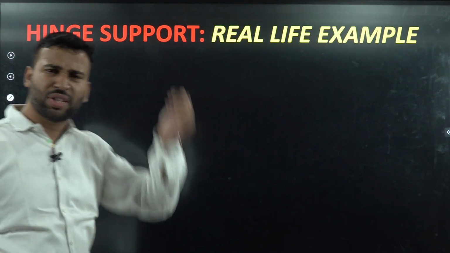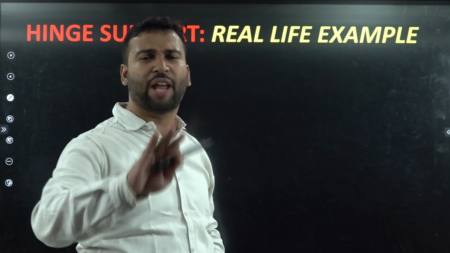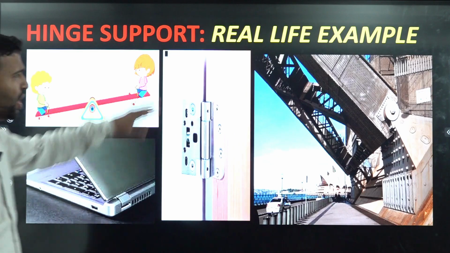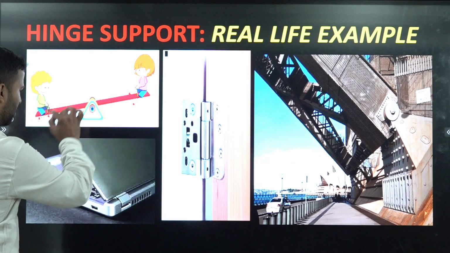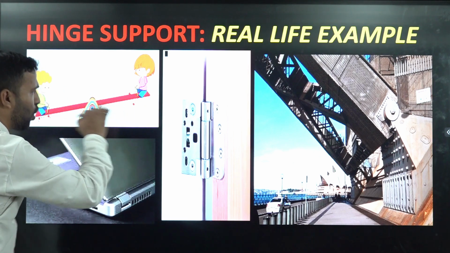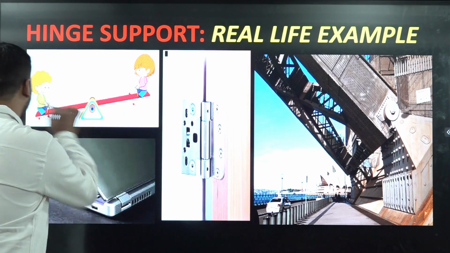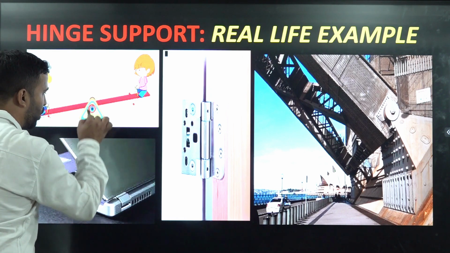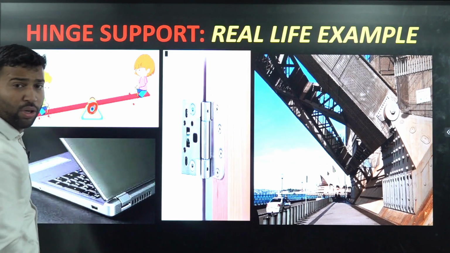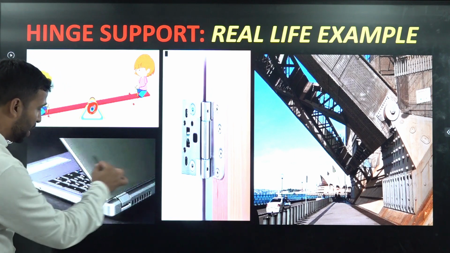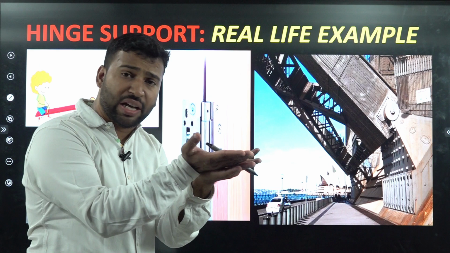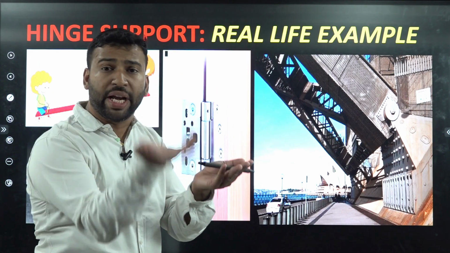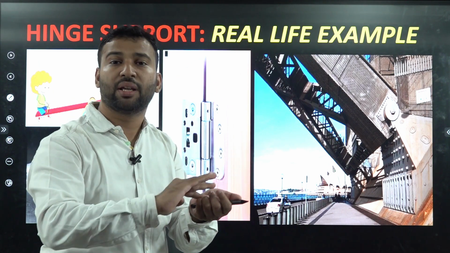Now, sir, are there any real life examples of hinge support? Yes, definitely. These are the real life examples of hinge support. Now, if you see this particular diagram of a seesaw, at this particular joint we will have a hinge support. Similarly, in our laptop we have the hinges which will allow the screen to rotate freely.